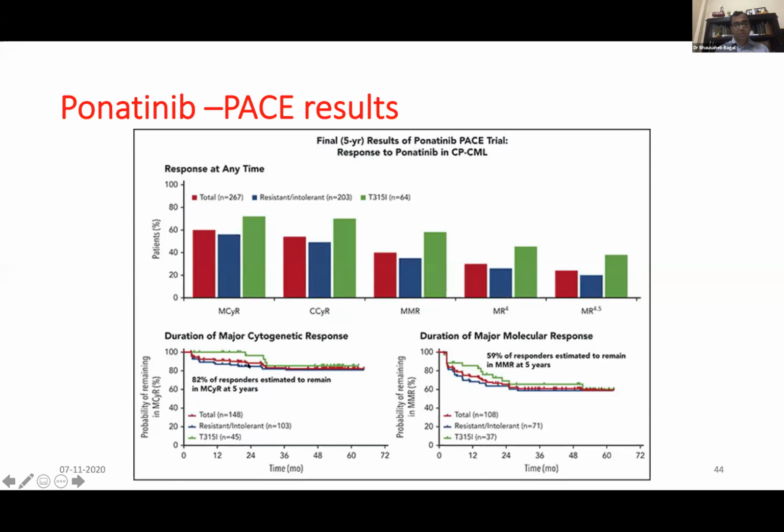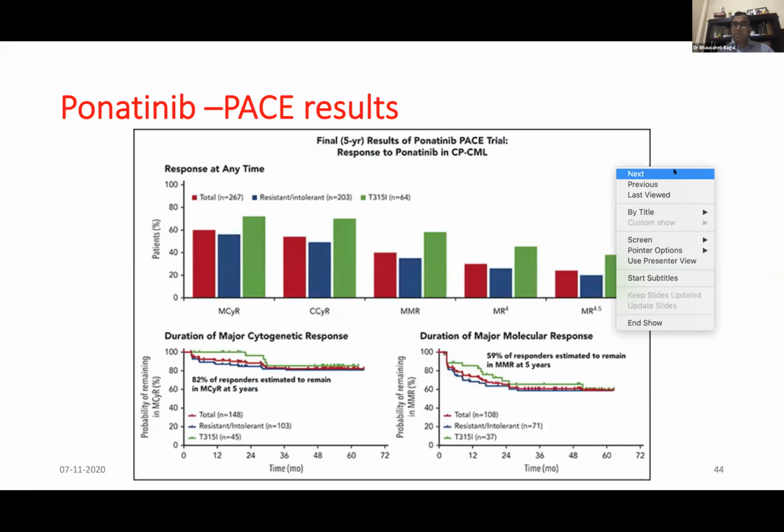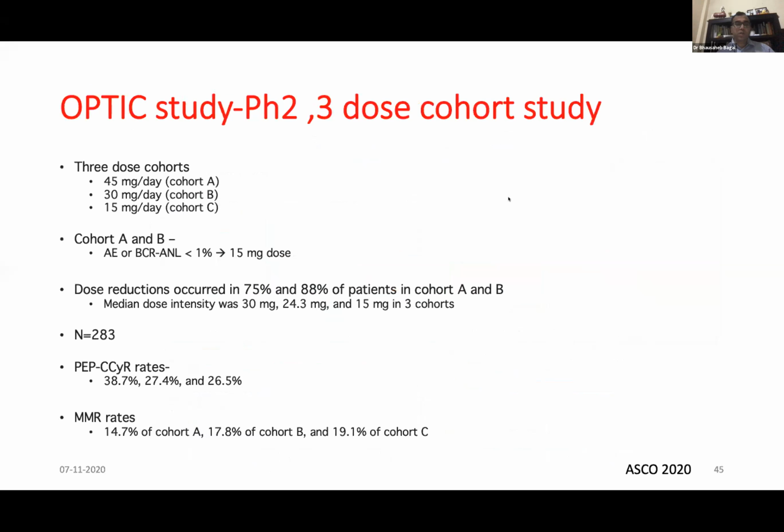But what is shown in the graphs at the bottom is that if someone achieves a response, then the responses are long lasting. The duration of major cytogenetic response, if someone has achieved a major response, is more than 80% at 5 years. So if someone responds, that is good, and they are going to maintain that. Similarly, for major molecular responses, the maintenance rate is 60%, and this is a fairly refractory population. So this is a bit reassuring as far as this drug is concerned. But the problem is with the side effects, and because of that, the study was halted.